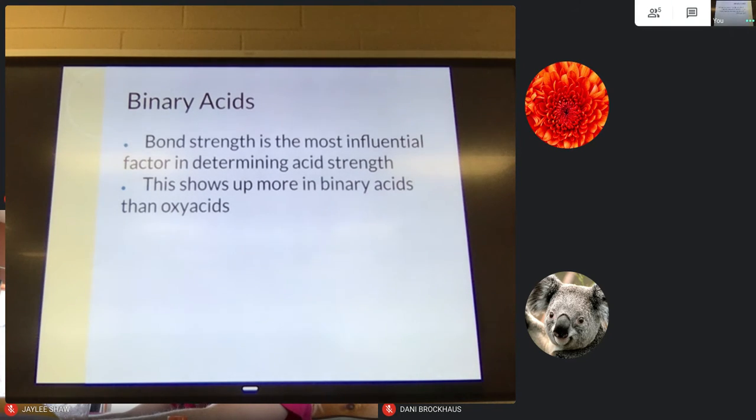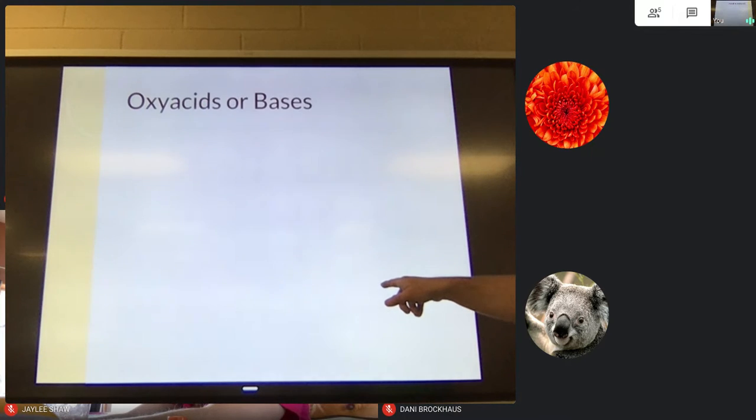So bond strength is kind of the major player that determines who's stronger. We already talked about HCl and HF. HF is a stronger bond, therefore it cannot quite ionize those H pluses as well. Like I said, I'm just kind of cruising through this. If you need me to slow down, let me know.